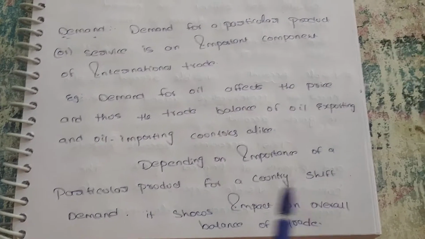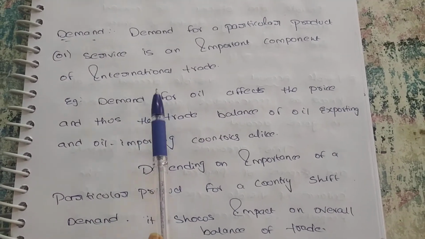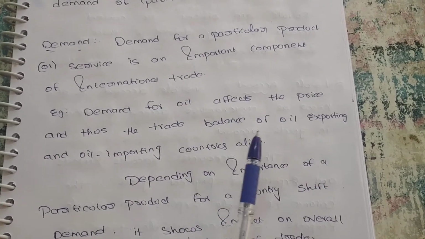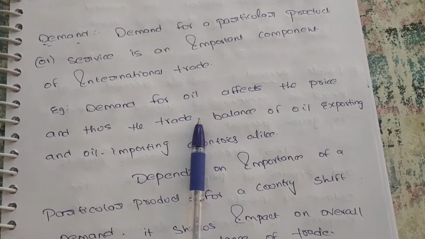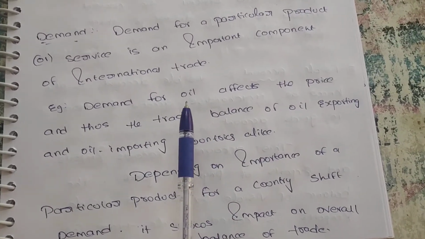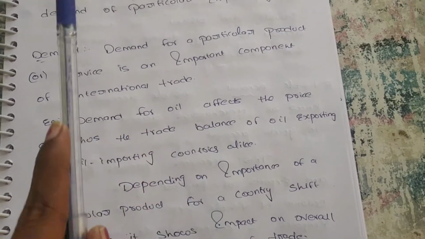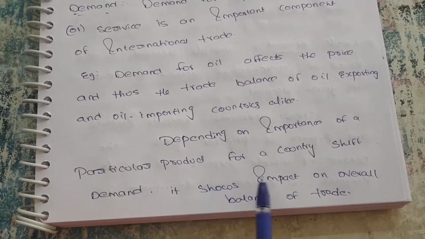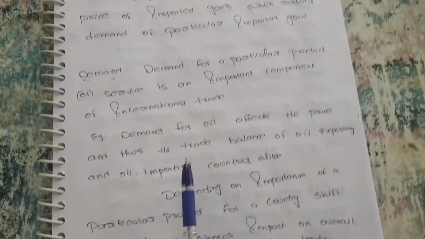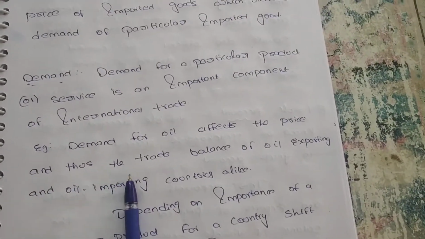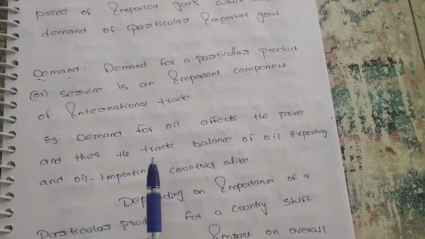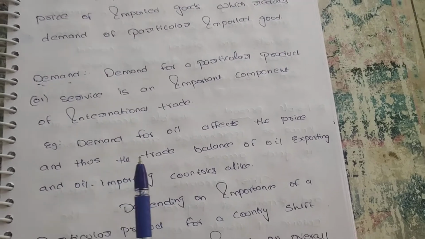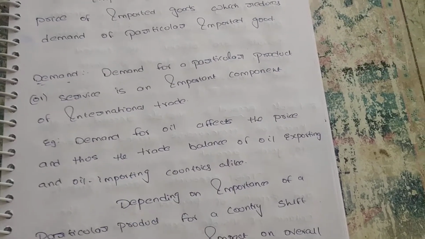For a country, the demand shifts. While the price increases, the demand curve goes down. While the price decreases, the demand curve goes up. It shifts the demand due to changes in prices. It shows the impact on the overall balance of trade. For example, if there is a very low price, we can import more quantities. If there is a high price, we can import less quantity. It also affects the balance of trade.